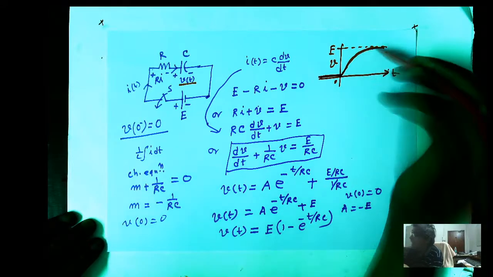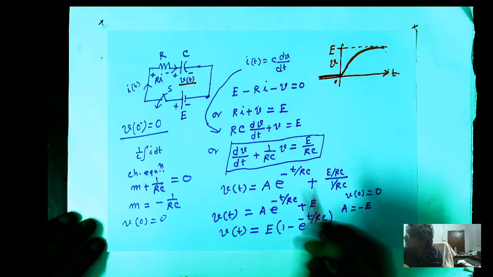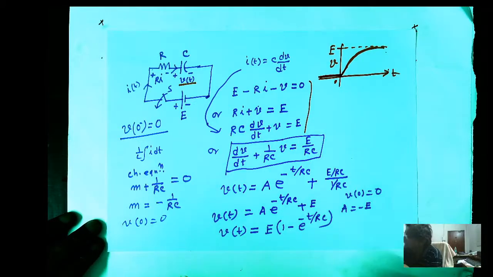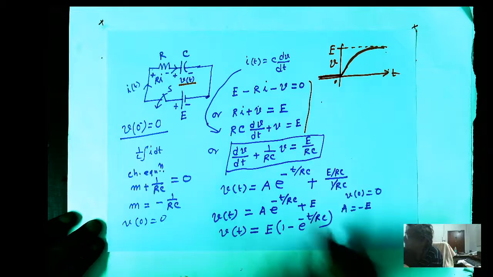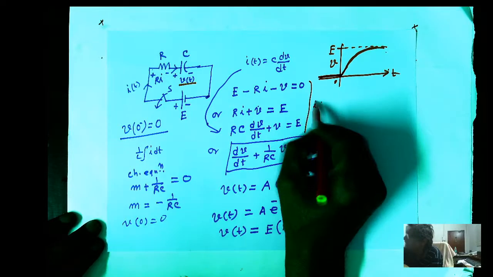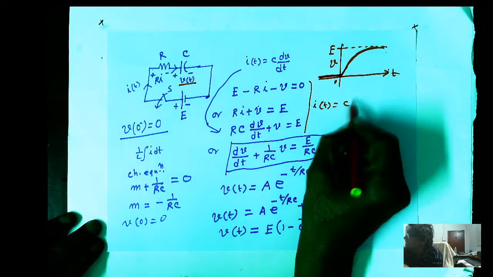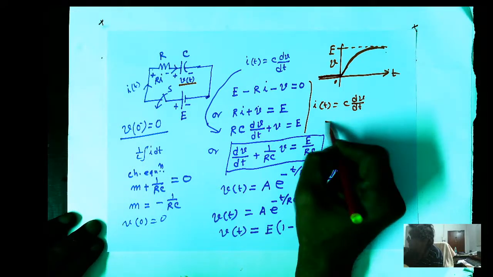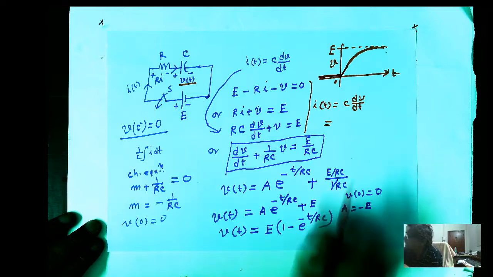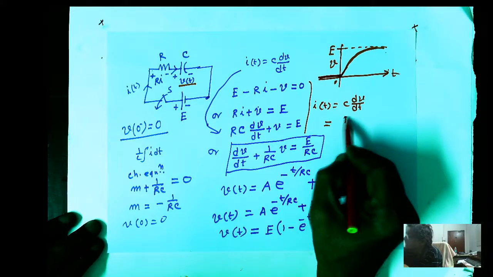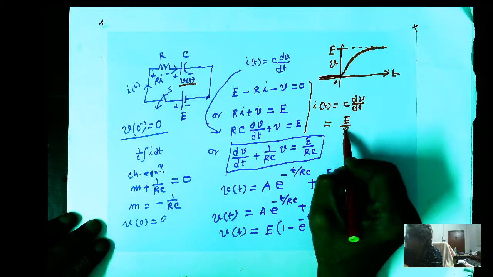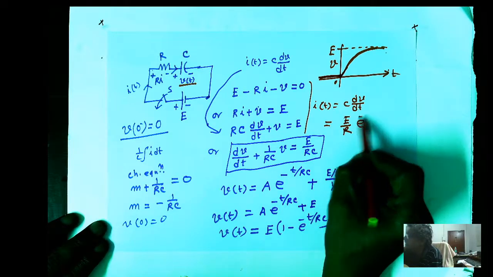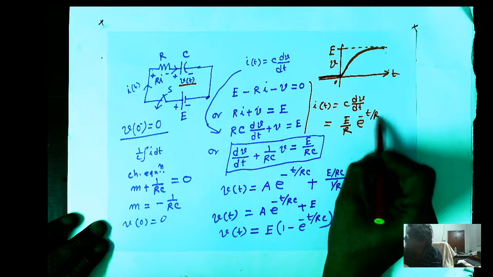Now if you are interested to know the current, then you need not solve another differential equation, because V(t) has already been obtained. So I(t) is equal to C dV/dt, and if you do this, it will become E by R into e to the power minus t over RC. That's all. That is I(t).